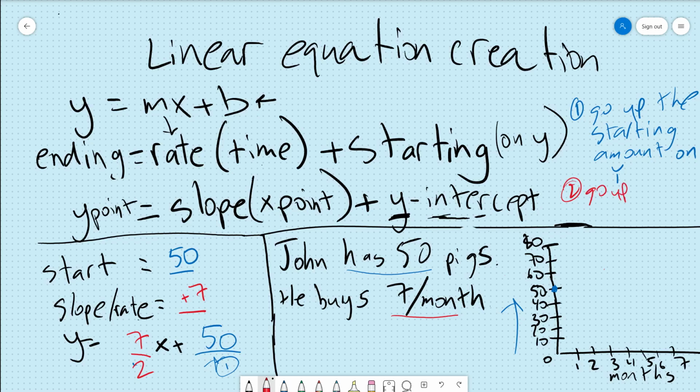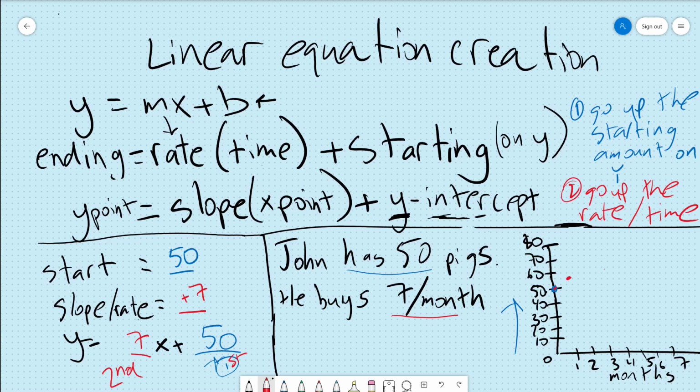Go up the rate per time. So here our rate, sorry, I don't want to make it look like 7 over 2, but this is the second step, and this is the first step. So we're going to go up from our starting amount, 50 here, we're going to go up 7, so not quite to 60, and then over 1 rate of time, 1 month.